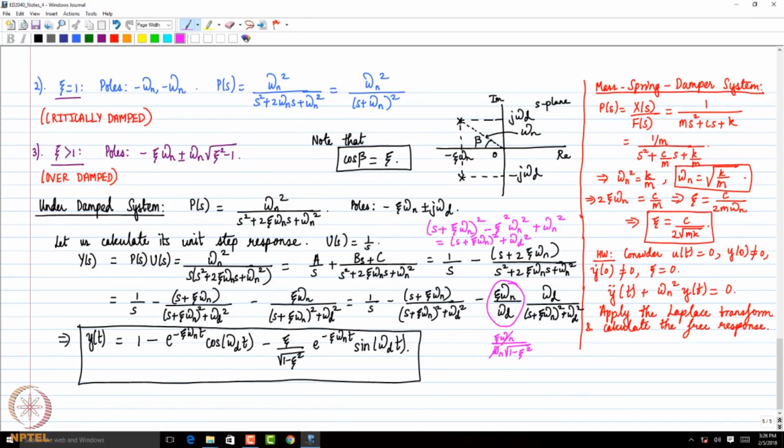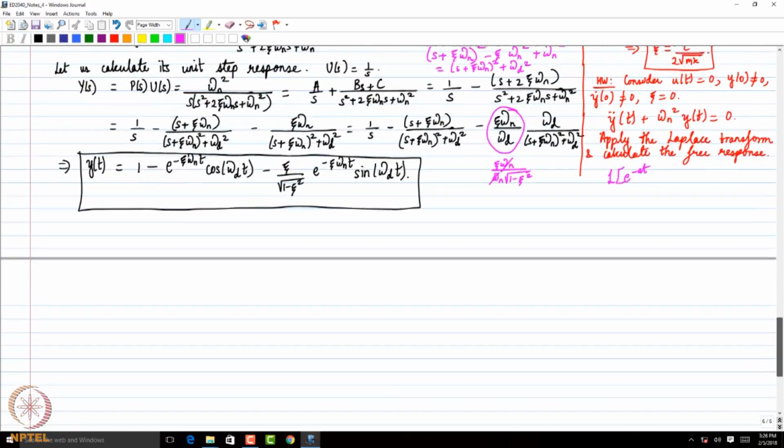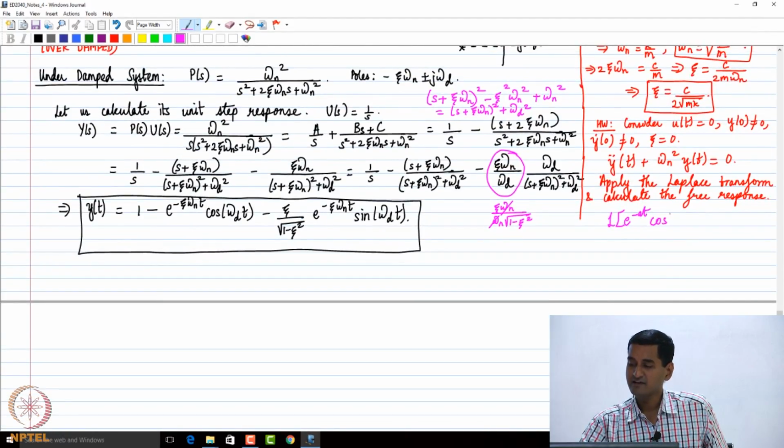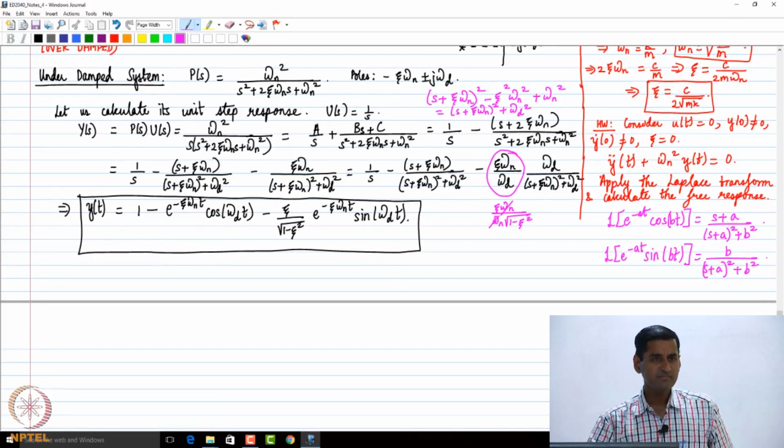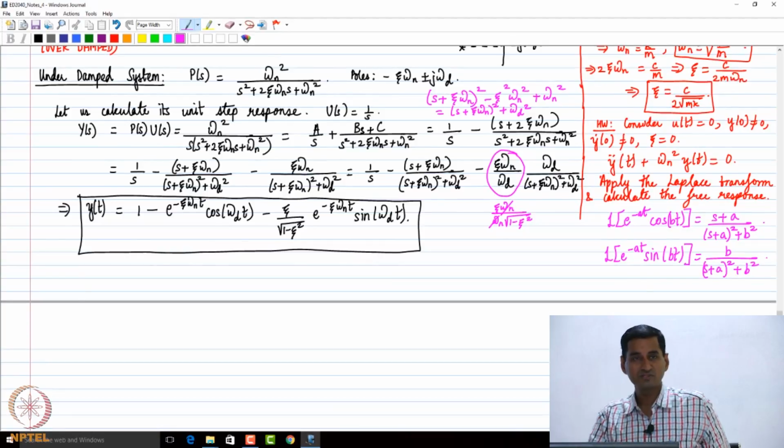Please remember, we wrote this: Laplace of e power minus at cos bt was s plus a divided by s plus a whole square plus b square. That's what we used here. Similarly, Laplace of e power minus at sin bt is going to be equal to b divided by s plus a whole square plus b square. Those are the two properties that we used.